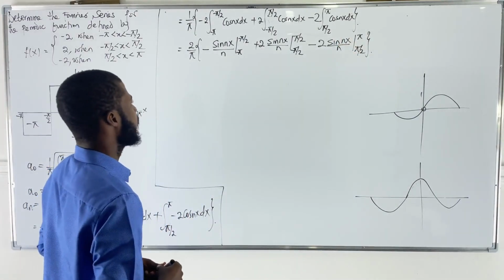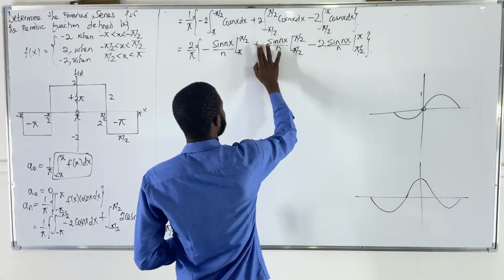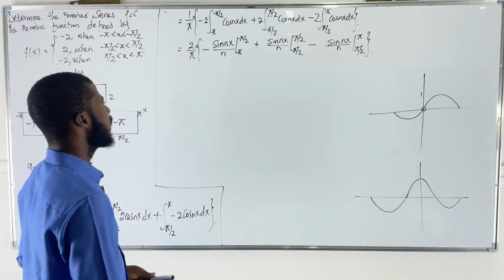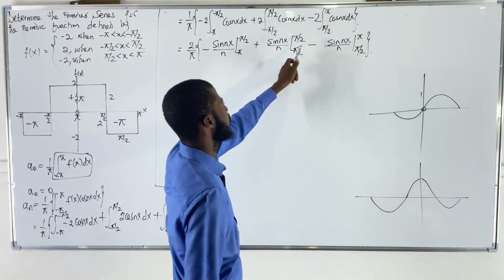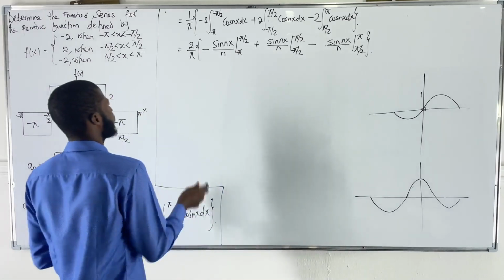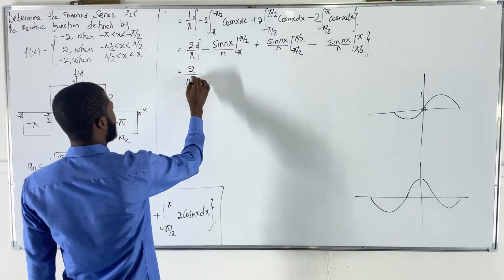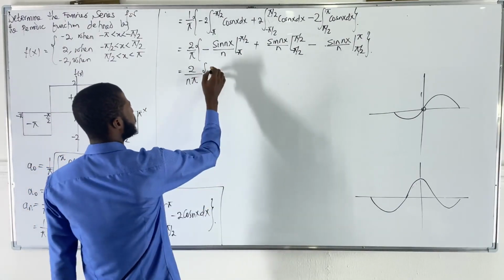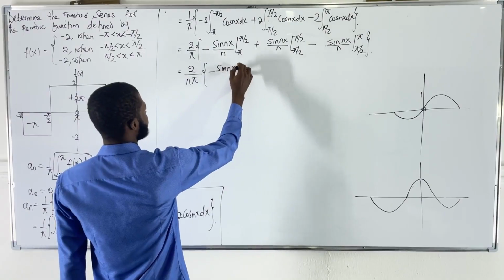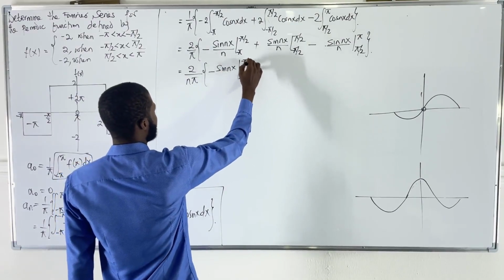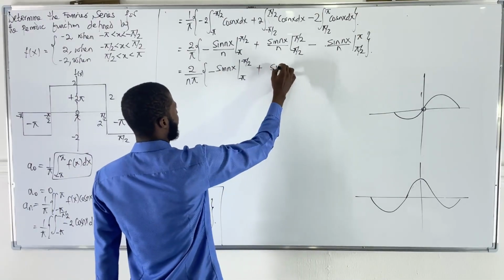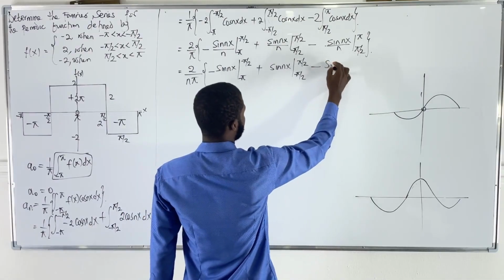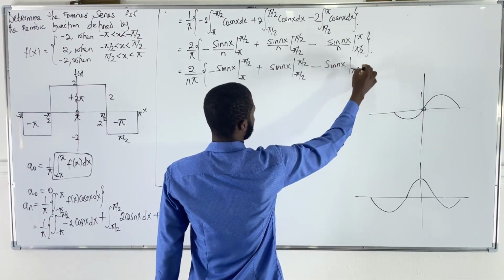Now, if you look at every single thing, there will be no 2 because I've brought out the 2's before. Next, the over n is a constant. So let's bring out the over n. So this will be 2 over n pi. Then, what will be left? What will be left is minus sine nx from minus pi to minus pi over 2, plus sine nx from minus pi over 2 to pi over 2, minus sine nx from pi over 2 to pi.